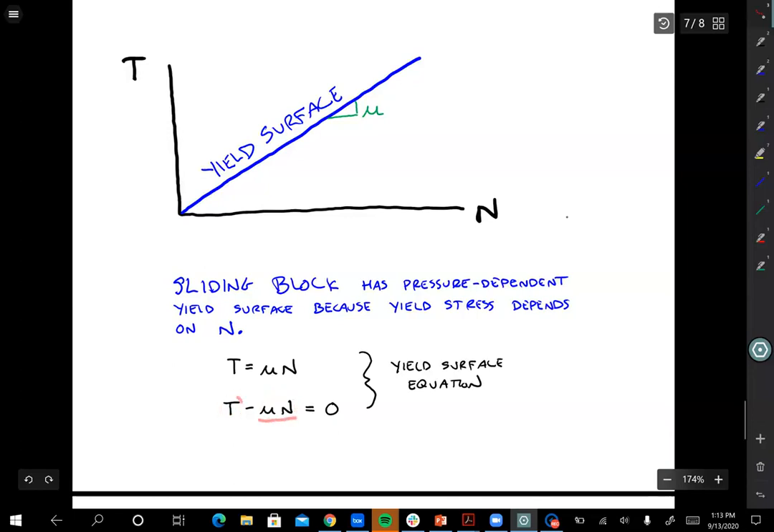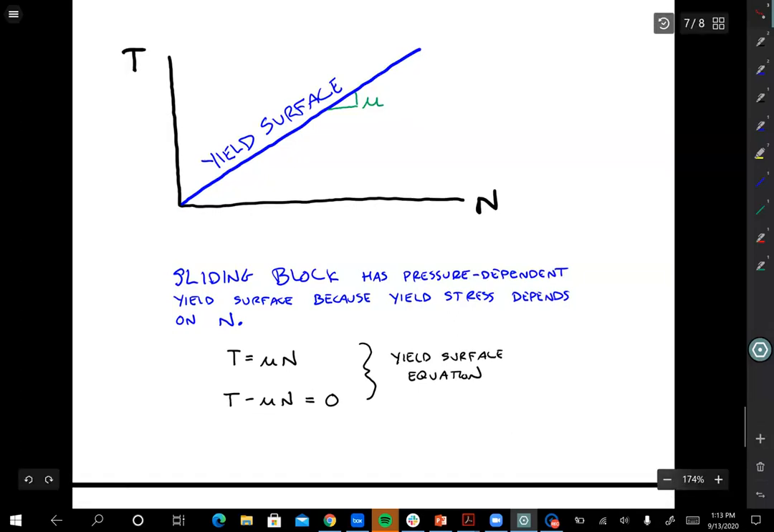And if this quantity is negative, right, if this is the capacity, this is the demand, if the capacity is bigger than the demand, the yield surface will be negative and it's not yielding. If you've reached yield, the capacity will be equal to the demand and it is yielding, right? So you get 0. You'll never get a positive number here. Okay, you can't put more stress on the material than its yield strength. That just doesn't happen. That's impermissible. So this yield surface equation is always going to be less than or equal to 0.